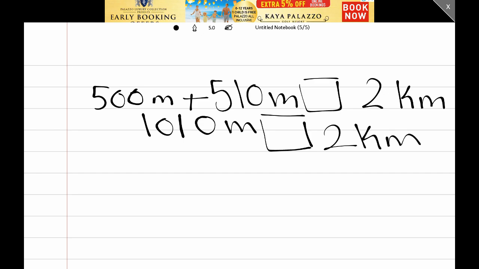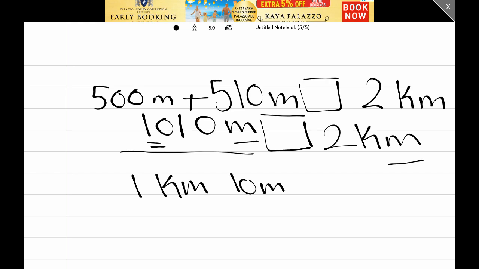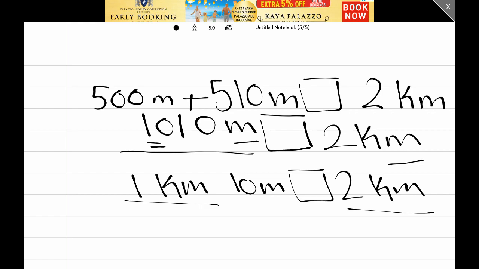Now, this is kilometer and this is meter. How do we compare it, how do we convert it into kilometers? Well, each 1000 is 1 kilometer, right? So here is 1 kilometer, and the other are meters, which is 10 meters. Comparing them with 2 kilometers, we compare the bigger units first. So here we have 2 kilometers, here 1 kilometer, so obviously this is bigger.